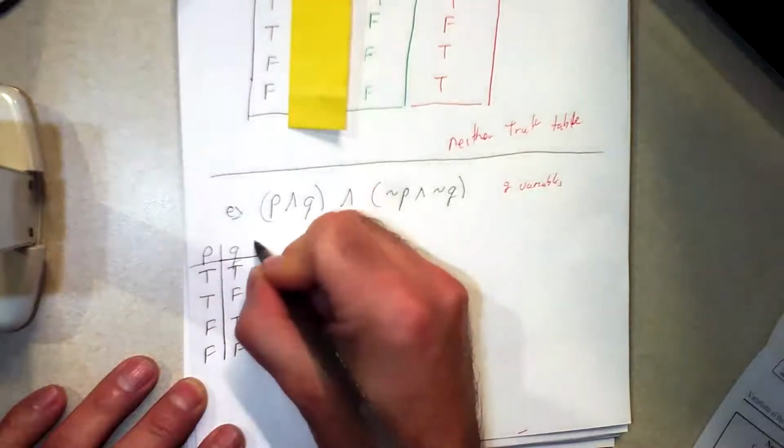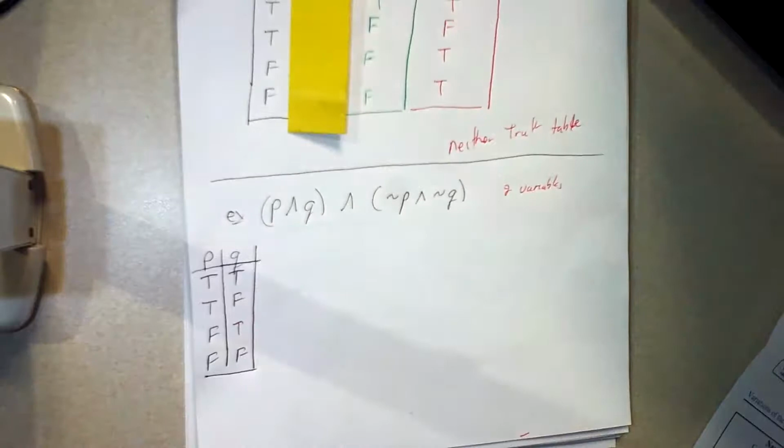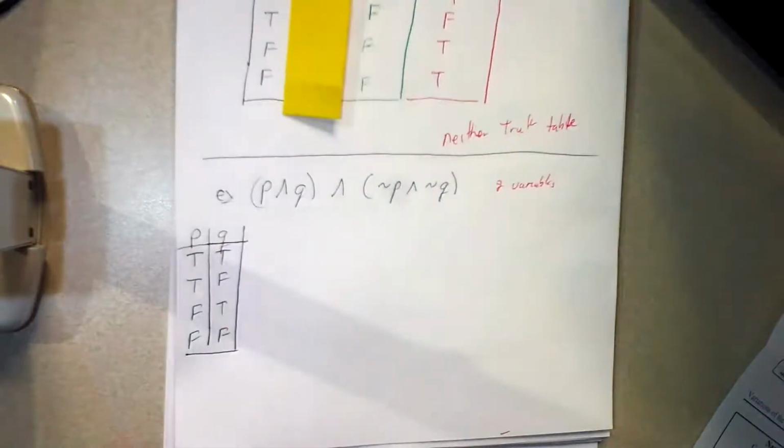That's the start. Remember, how did it go? T, T, F, F, T, F, T, F. So that's where you start. Now, notice we have two sets of parentheses. We're going to have to do each of those two sets of parentheses.